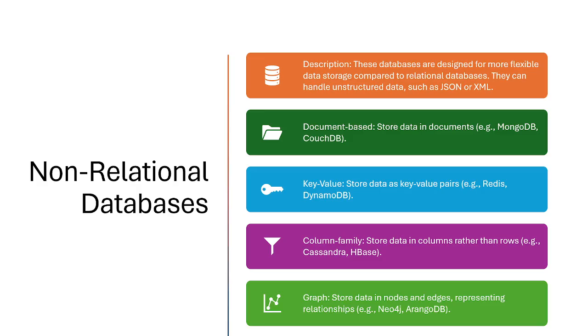Now we have the non-relational. Non-relational databases are designed for more flexible data storage compared to relational databases. So an example of data that we can find in this type of database are JSON and XML. So we have different types of non-relational database. We have the document-based. We have the key value, which is an example for a JSON format, a key value. We have the column family, and we have the graph. So these are different types of non-relational database that we have.